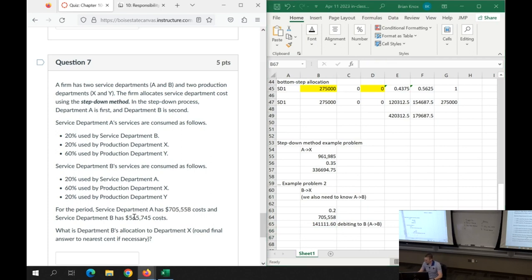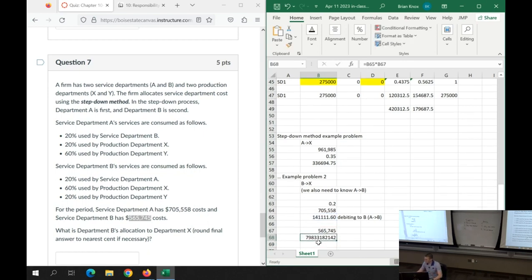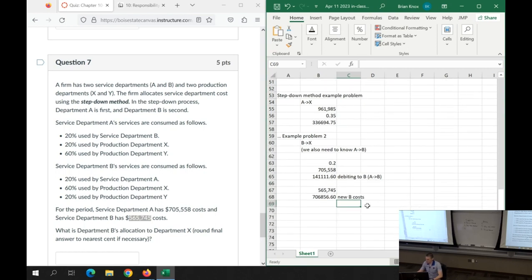Okay, good. Now, B's costs are its original costs plus what A debited away to it. Oh, I multiply. The new B costs $706,856.60. Okay. Now we want to know B to X.